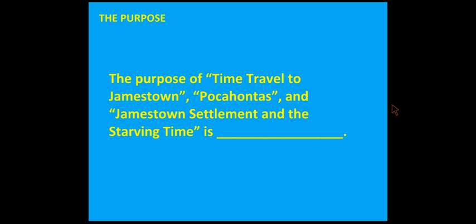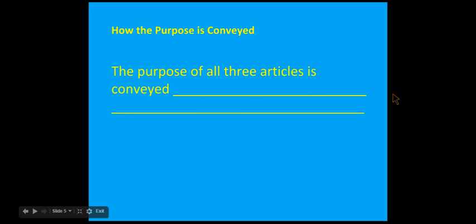Okay, after the hook, you gotta talk about the purpose. So you're gonna say, the purpose of time travel to Jamestown, Pocahontas, and Jamestown settlement in the starting time is, and then you need to tell me what the purpose is. After you tell me the purpose, you also have to say how it's conveyed. The purpose of all 3 articles is conveyed through, you have this written on your paper. Don't turn around right now and say to your homeroom teacher, I don't know what Mr. Barley is talking about. It's literally written at the top of your paper.